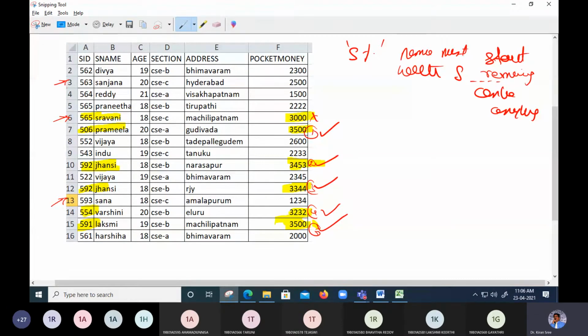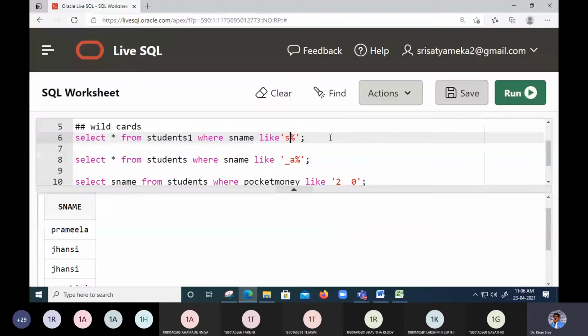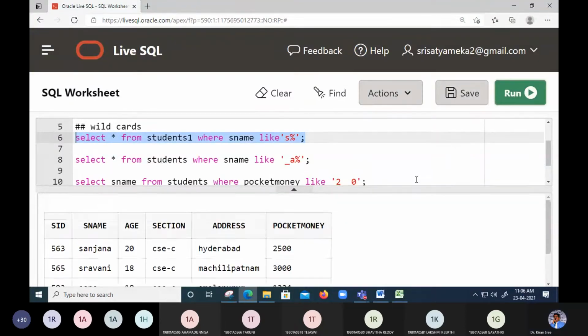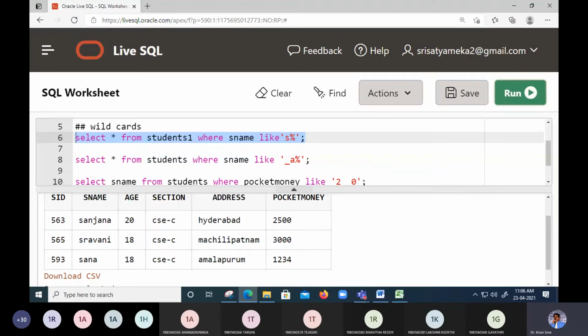So what is the total answer we are expecting? We should expect only 3 records, because the first letter should start with S. Only those records we need; the rest we don't need. Now let us see whether it gets executed. I am running this. You can see the records: 1 Sanjana, 2 Shravani, 3 Sana. We wrote our query to get the records that start with S only.